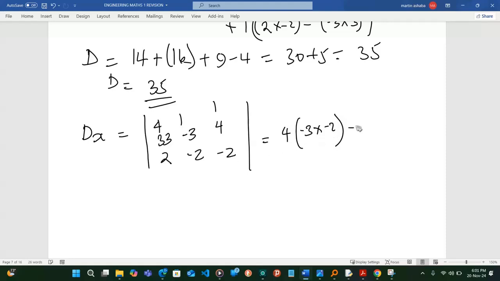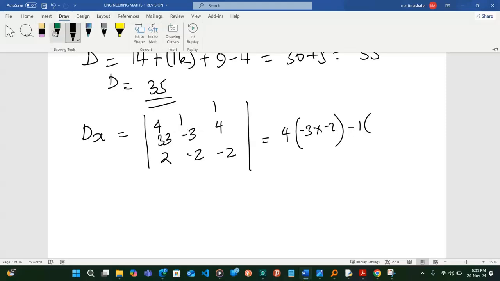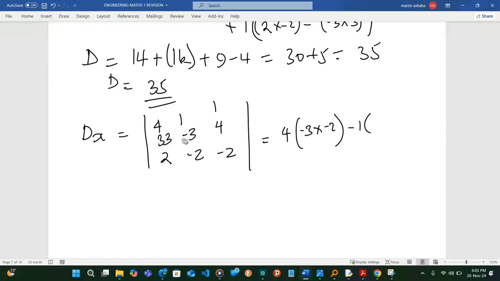Then we take away, now 1 into, okay, sorry. So we have to take away now the product of the minor diagonal. So we take away negative 2 times 4. So we again subtract 1 into this and that.